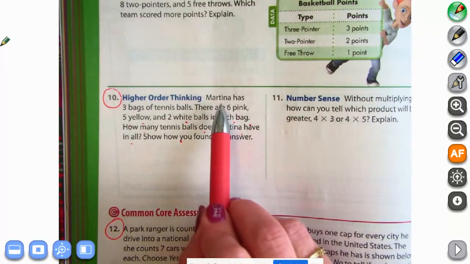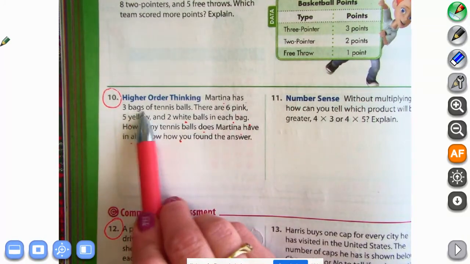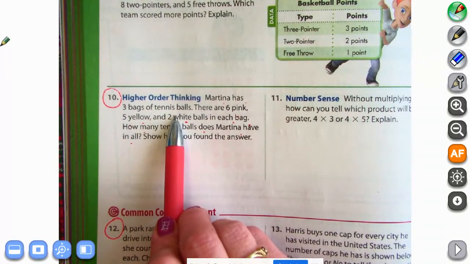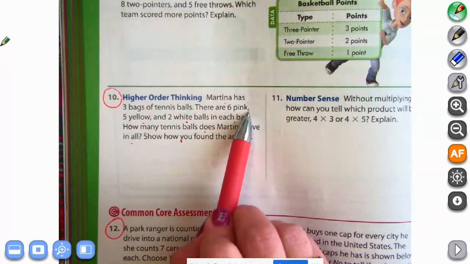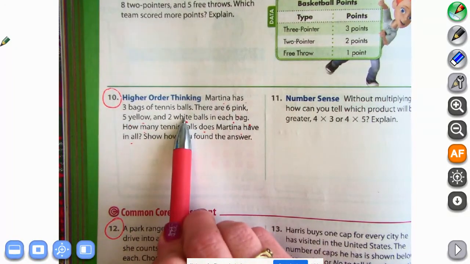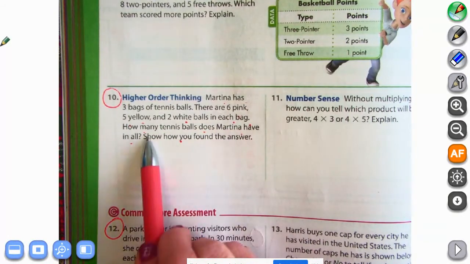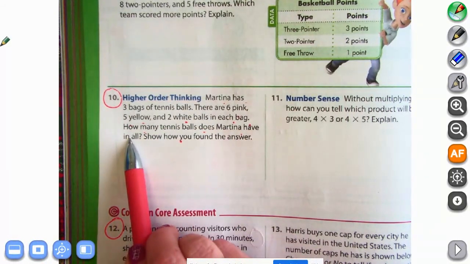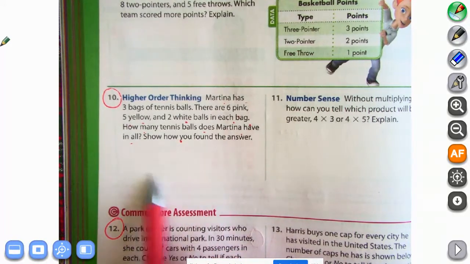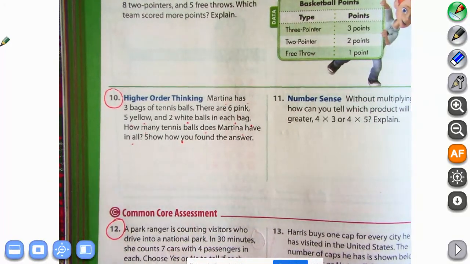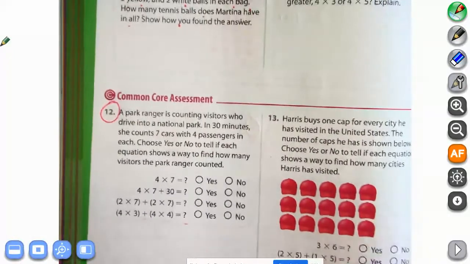Okay, again, Martina has 3 bags of tennis balls. There are 6 pink, 5 yellow, and 2 white balls in each bag. How many tennis balls does Martina have in all? Show how you found the answer down here. Okay, and then number 12.